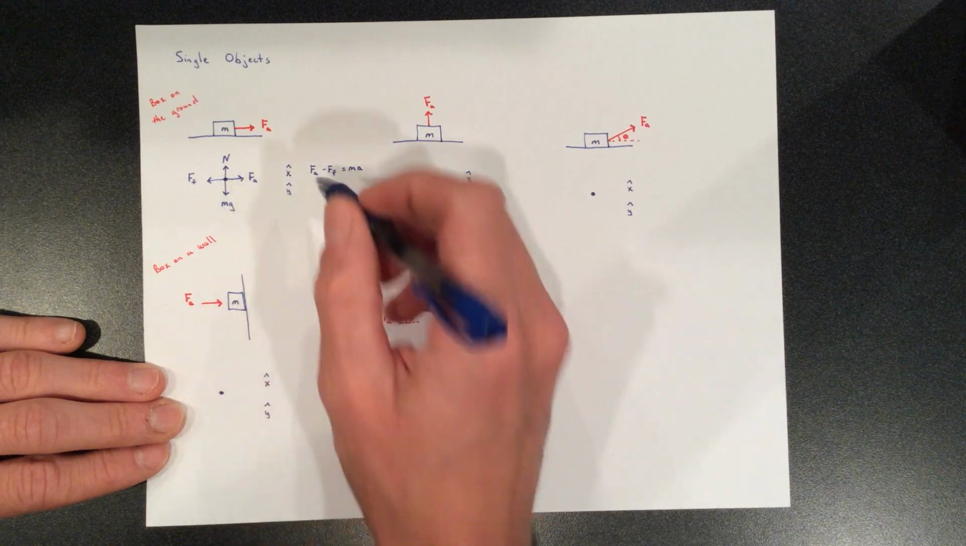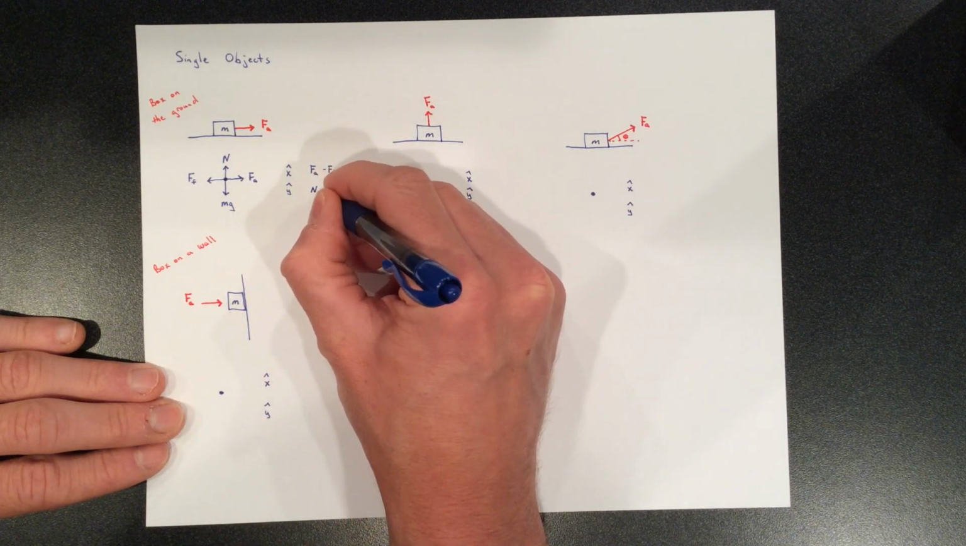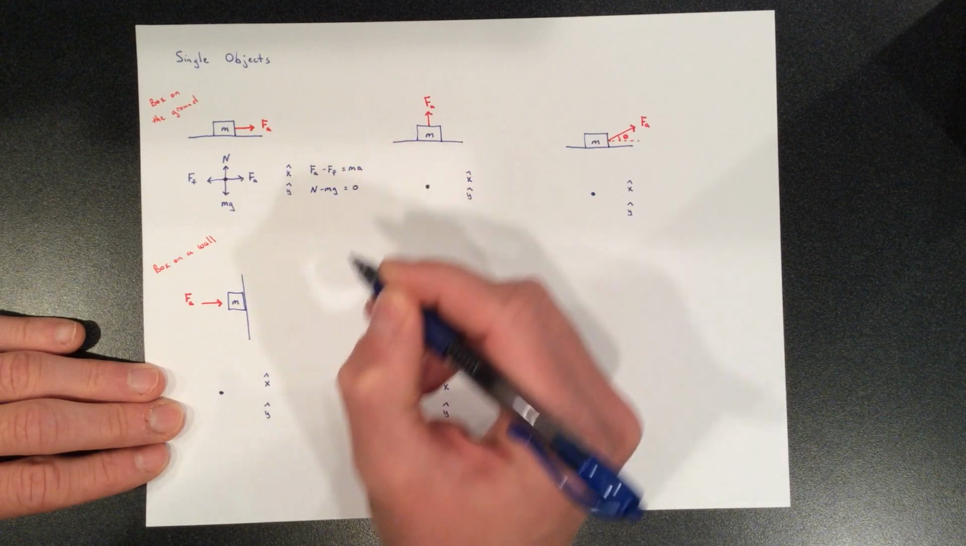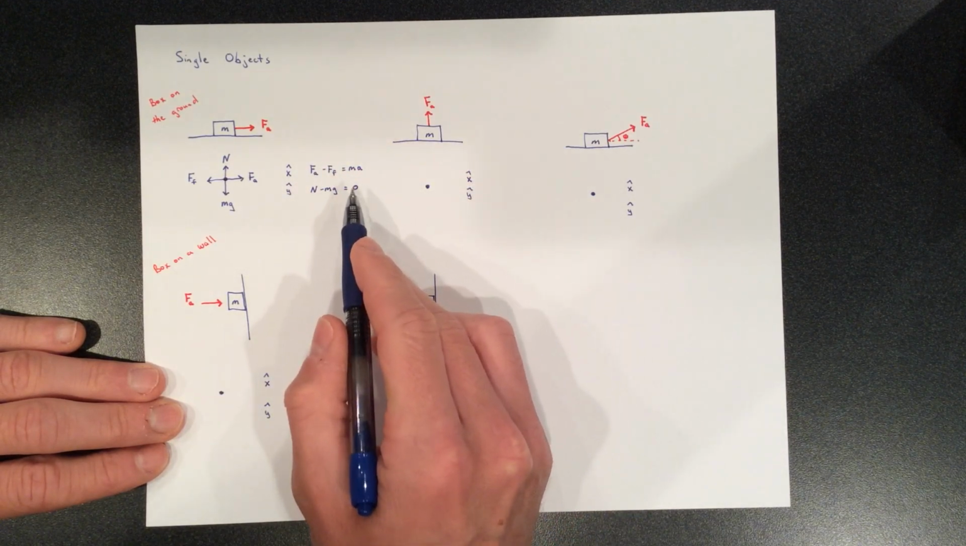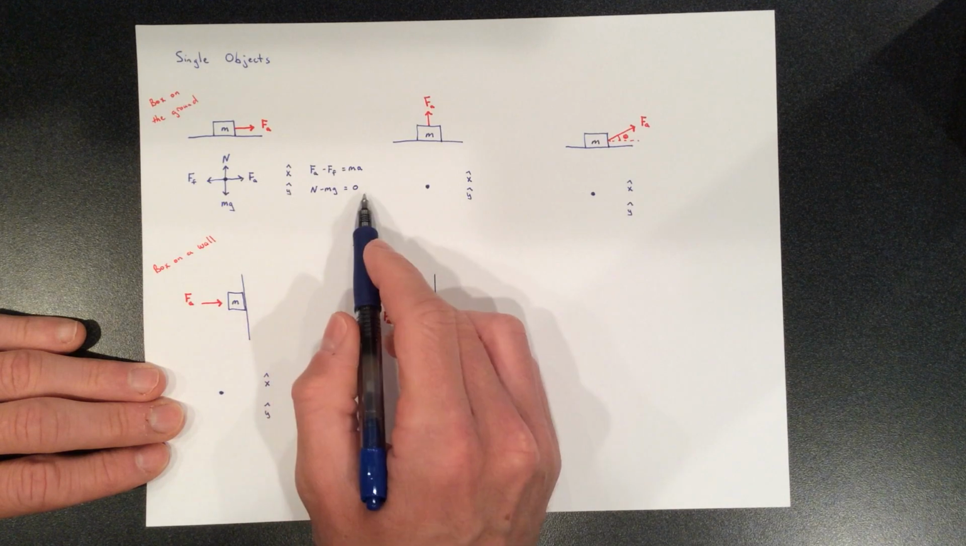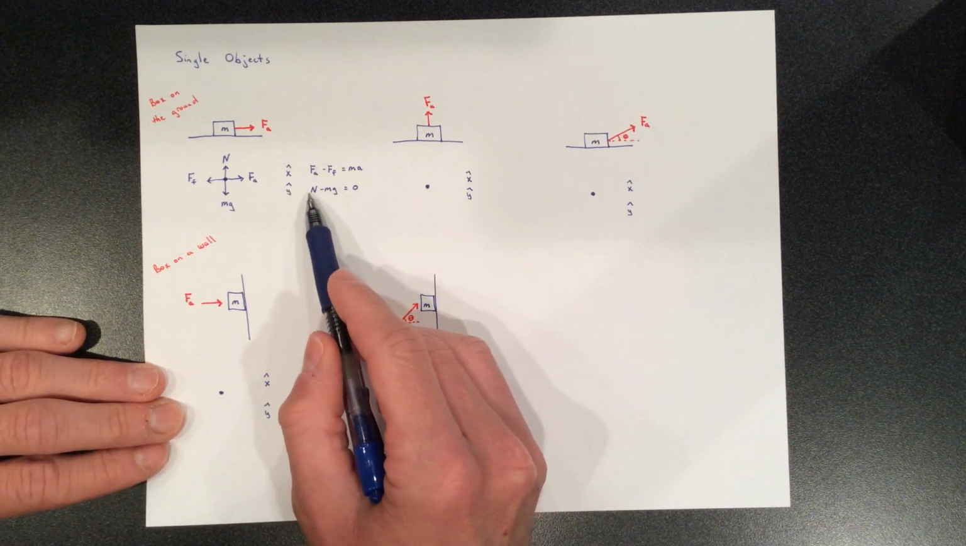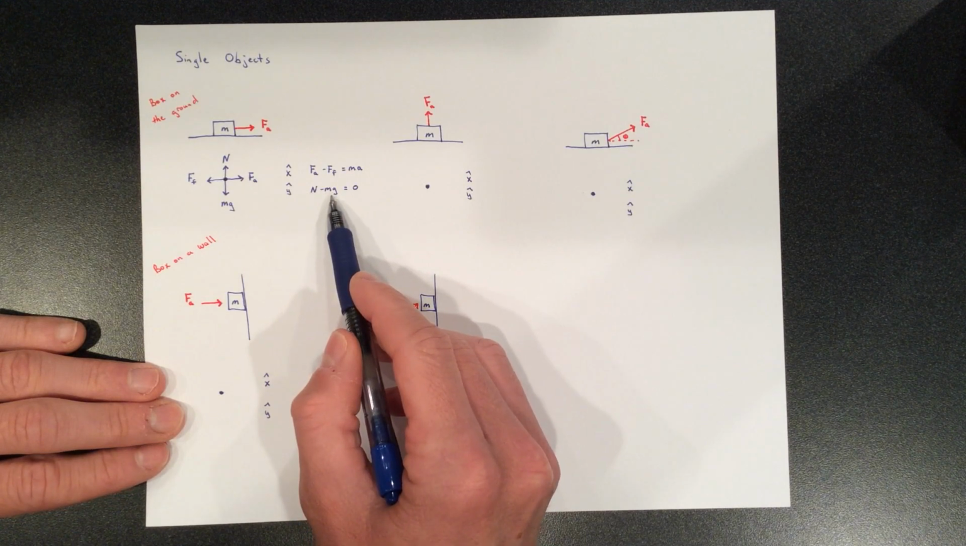Right? In the y direction, we have the normal force up, and we have mg down, and that's going to equal 0. We know that's equal to 0 because the acceleration in the y direction is 0. So the net force in the y direction has to be 0, meaning the normal force balances out mg.